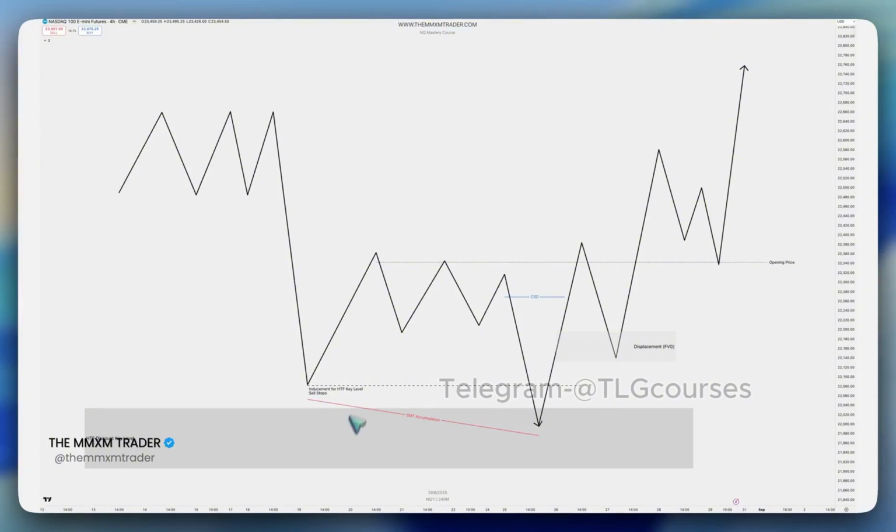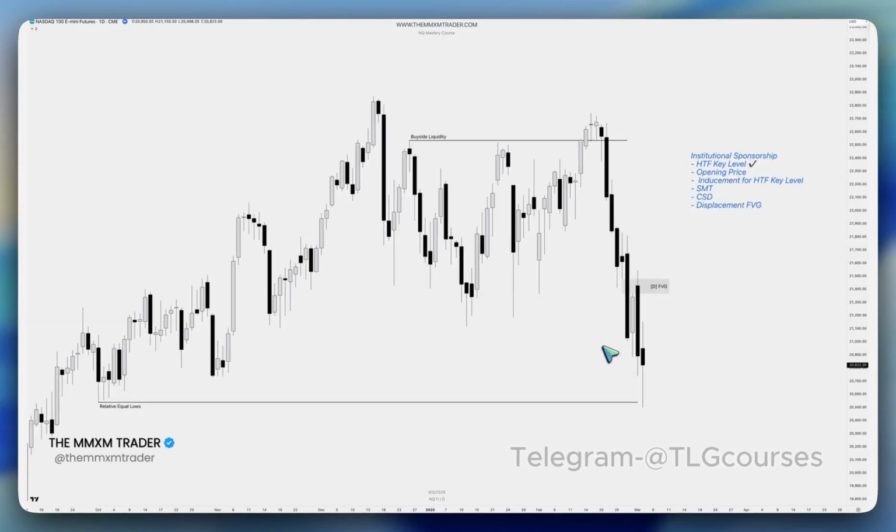Bullish example. Discount key level, low just above the discount key level. Then we get SMT, a change in the state of delivery, displacement, and all of this run below, manipulation going below the opening price, right? This would be an institutionally sponsored entry right here. Okay, let's have a look at this here.